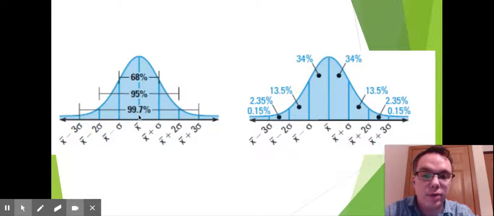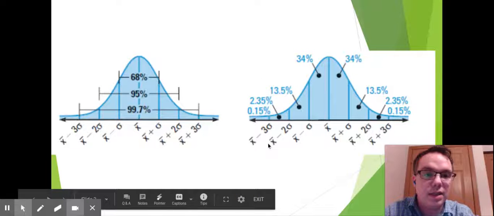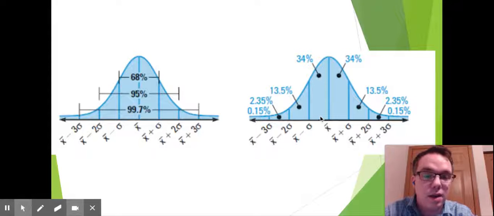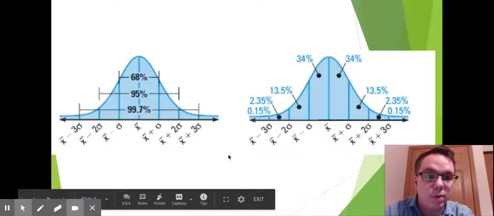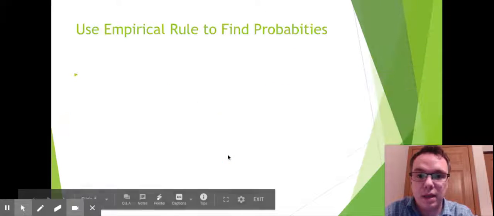And if 99.7% of the data falls in between three standard deviations of the mean, anything beyond that, there's only 0.3 left. So on each side must be 0.15%. We're going to use this graphic a lot because what it allows us to do is easily find the sections of area or probability that we're using, and we can add them up to find our probability. So that's what we are going to do today.